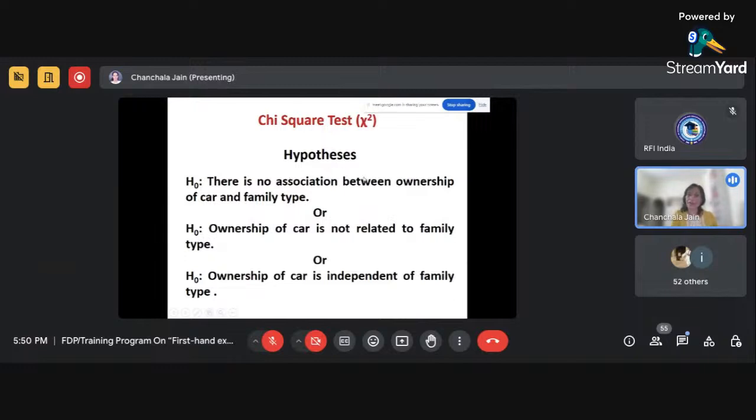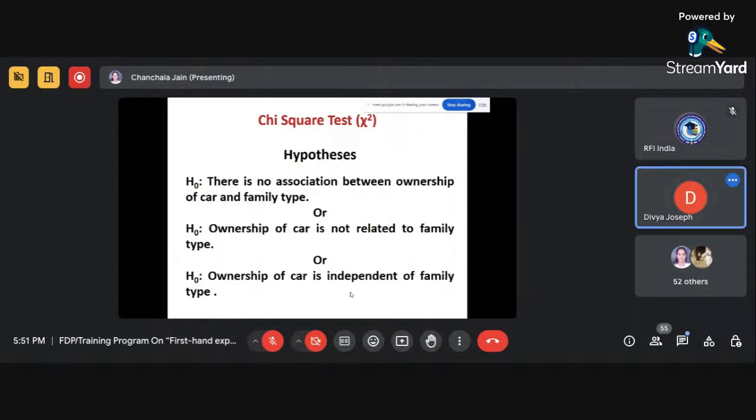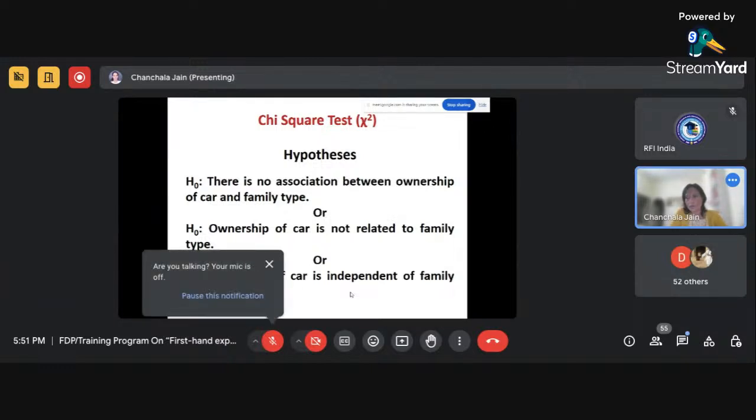Can any one of you tell me which two variables we have in these hypotheses? Ownership of car and family type. Very good, thank you so much, ma'am. If you have the data available, in which way will you collect the data for these two variables? Ownership of car and family type.